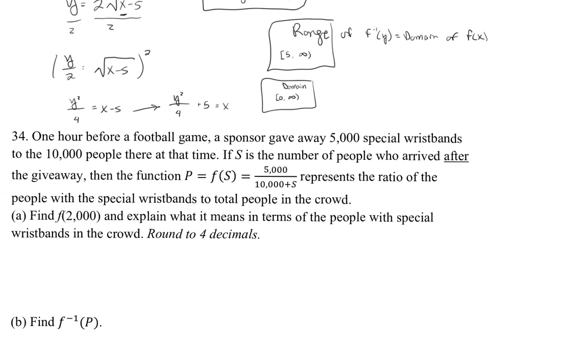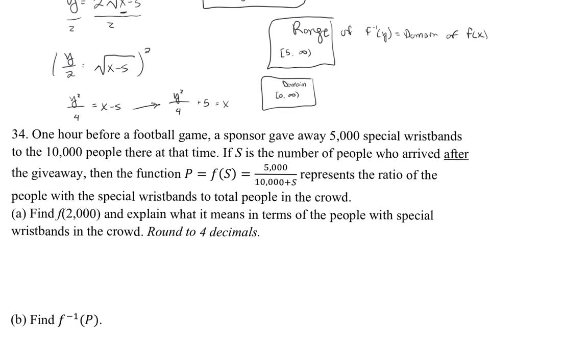Next, we have 1 hour before a football game, a sponsor gave away 5,000 special wristbands to the 10,000 people there at that time. If S is the number of people who arrived after the giveaway, then the function P equals f of S, 5,000 over 10,000 plus S, represents the ratio of the people with the special wristbands to people in the crowd. Find f of 2,000 and explain what it means in terms of people with special wristbands in the crowd. Round to 4 decimals.